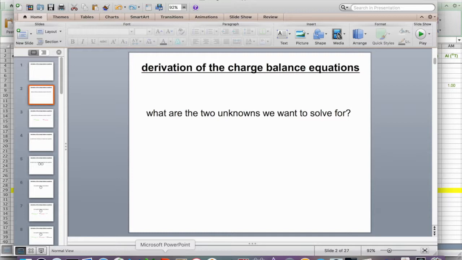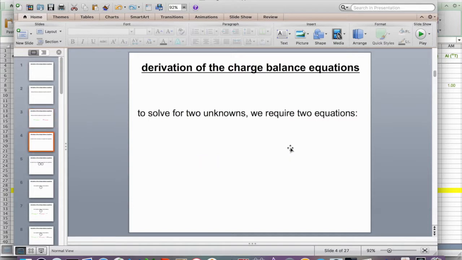Okay, so what are the two unknowns that we want to solve for? Well, we want to solve for iron 2 plus normalized and iron 3 plus normalized. And I've color coded these according to the colors that they frequently cause in minerals. So we have a bit of a greenish color here for iron 2 plus, and a red here for iron 3 plus. I'm going to maintain these colors throughout this little PowerPoint presentation in order for you to keep these things well separated.